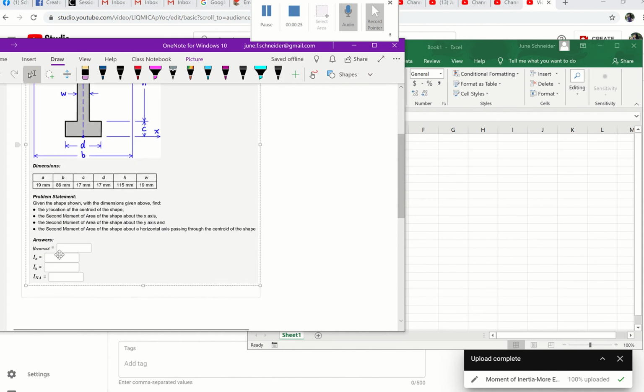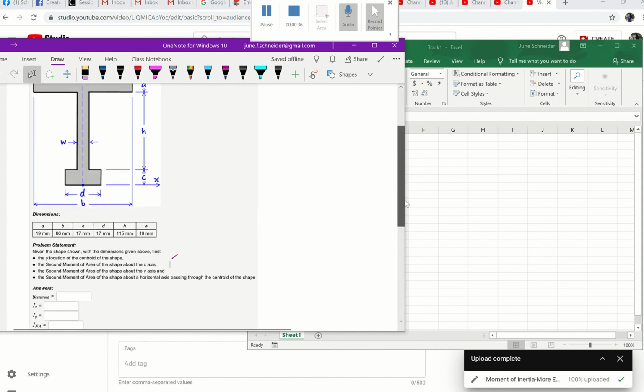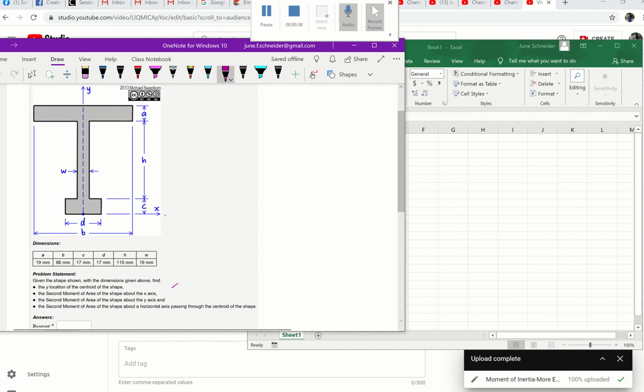The first thing they ask is the centroid, the y location of the centroid of the shape. They give us the coordinates x and y, and they want to find where the centroid is going to be. The centroid is likely going to be somewhere here, because the shape is top heavy. So they want to know the coordinate for the centroid.